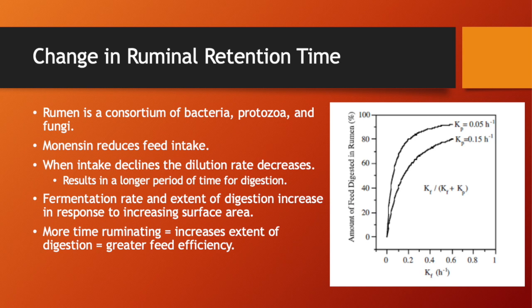The fermentation rate and the extent of digestion increase in response to increasing surface area. So the more time that the animal spends ruminating, it increases the extent of digestion and leads to a greater feed efficiency. In the chart to the right, we can see how the amount of feed digested in the rumen is impacted by the retention time.